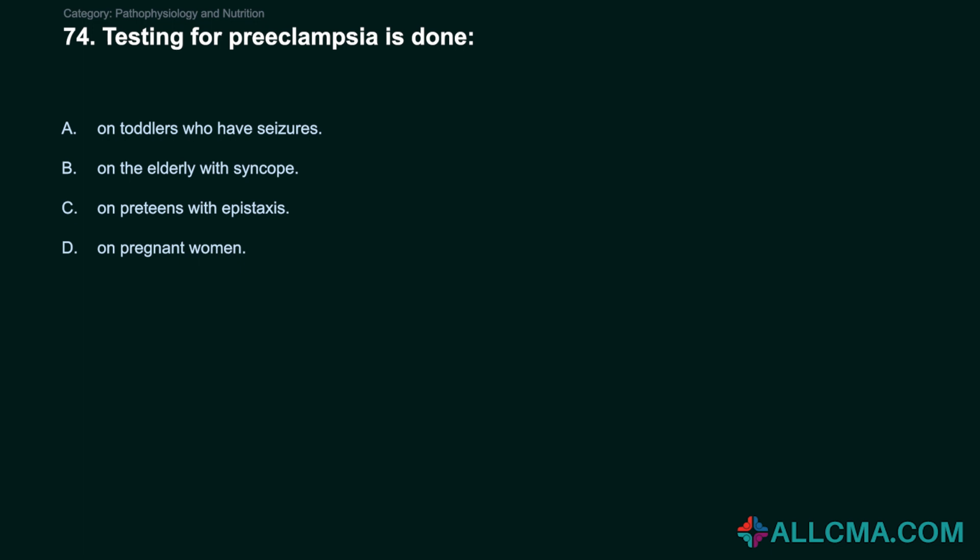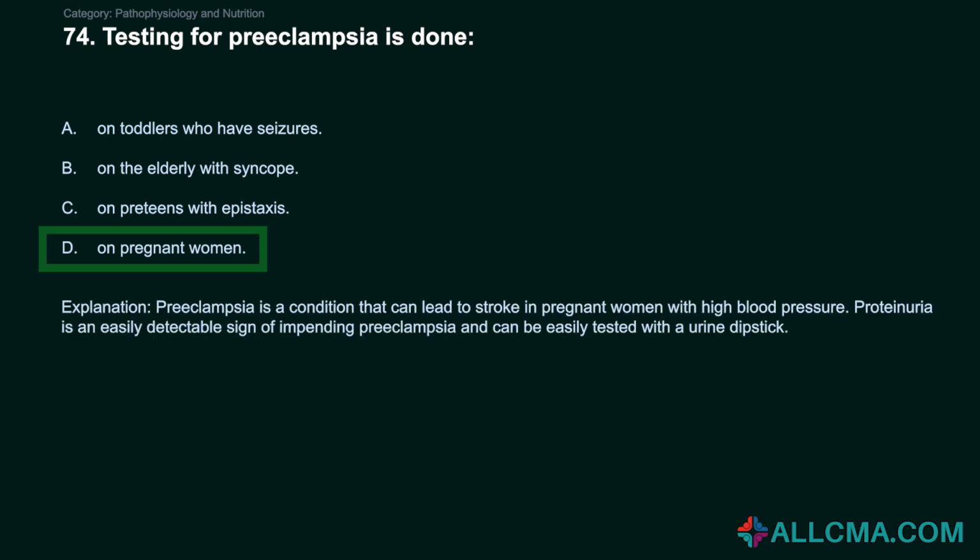74. Testing for preeclampsia is done. A. On toddlers who have seizures. B. On the elderly with syncope. C. On preteens with epistaxis. D. On pregnant women. Correct answer, D. On pregnant women. Preeclampsia is a condition that can lead to stroke in pregnant women with high blood pressure. Proteinuria is an easily detectable sign of impending preeclampsia and can be easily tested with a urine dipstick.